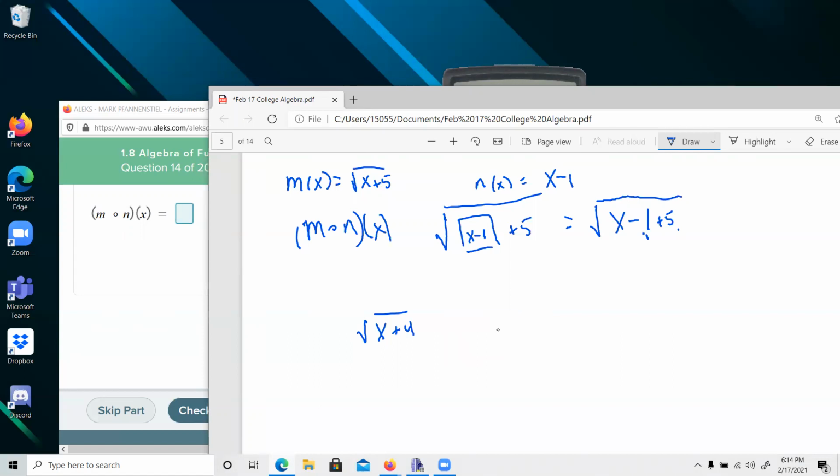Now, what's my domain here? X plus 4 has to be greater than or equal to 0. So if we subtract 4 from both sides, we get x is greater than or equal to -4. The function I put in at the beginning has no restrictions, and we're not going to have to worry about that because it's what we're feeding into this one. As long as x is greater than or equal to -4, we're going to be okay here.